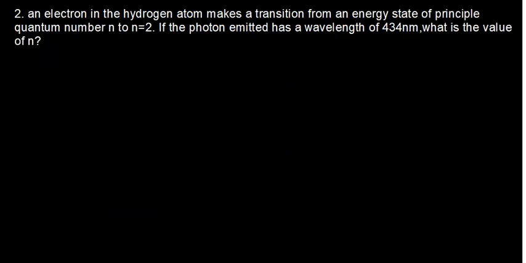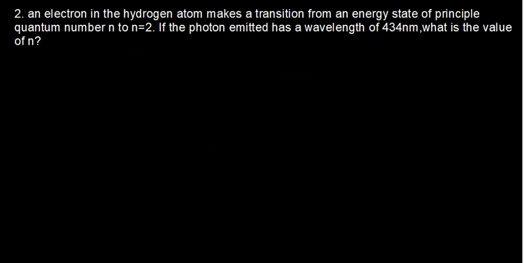So the second question we've been given: if an electron in the hydrogen atom makes a transition from an energy state of principal quantum number n to n is equal to 2, and the photon emitted has a wavelength of 434 nanometers, what is the value of n? So we want to calculate the value of n after an electron transitions between energy levels.